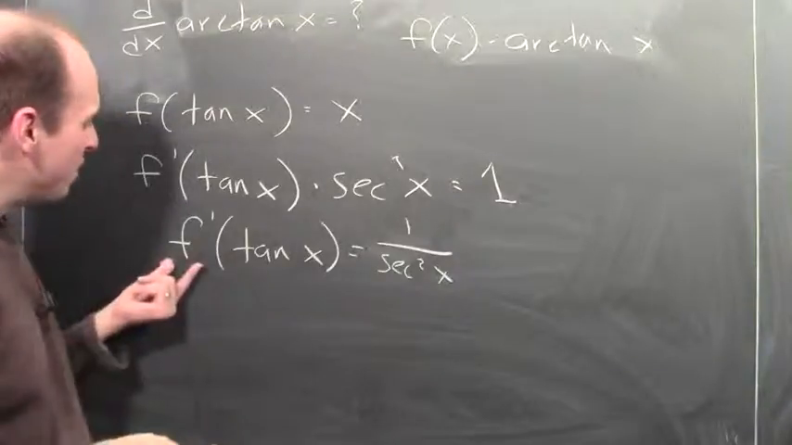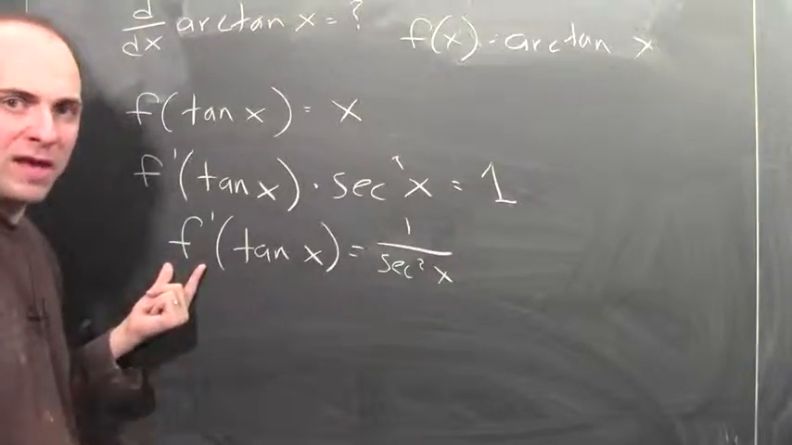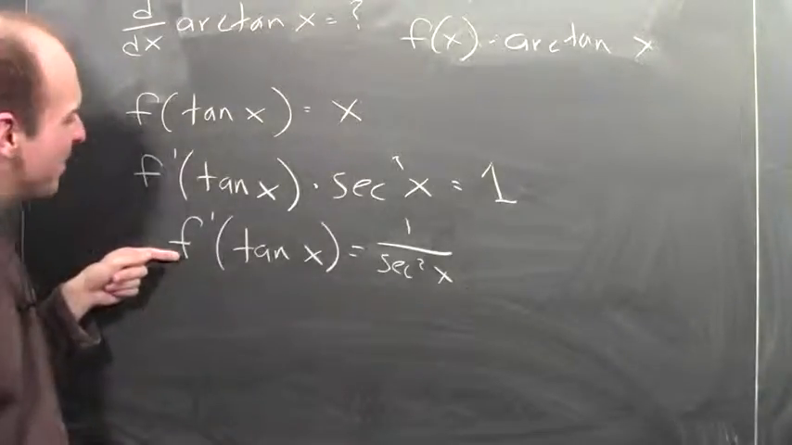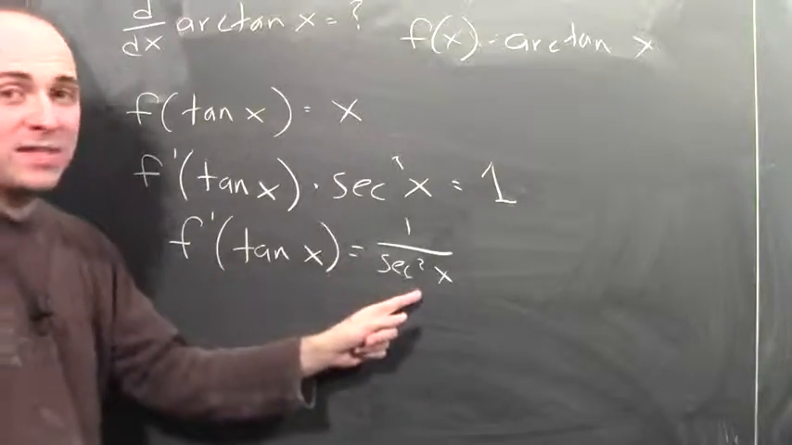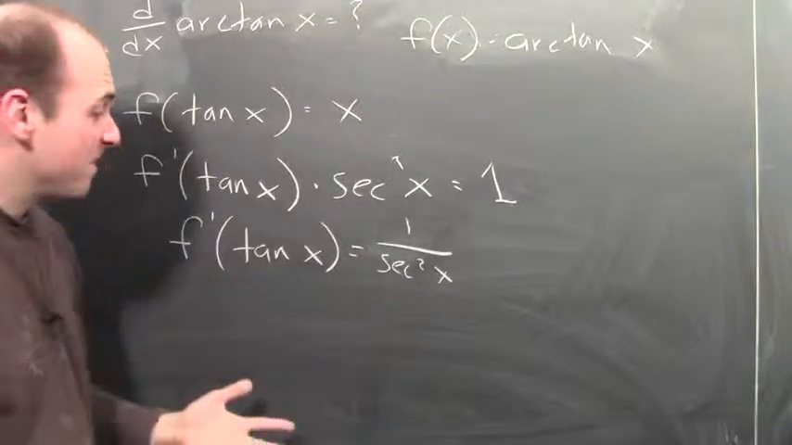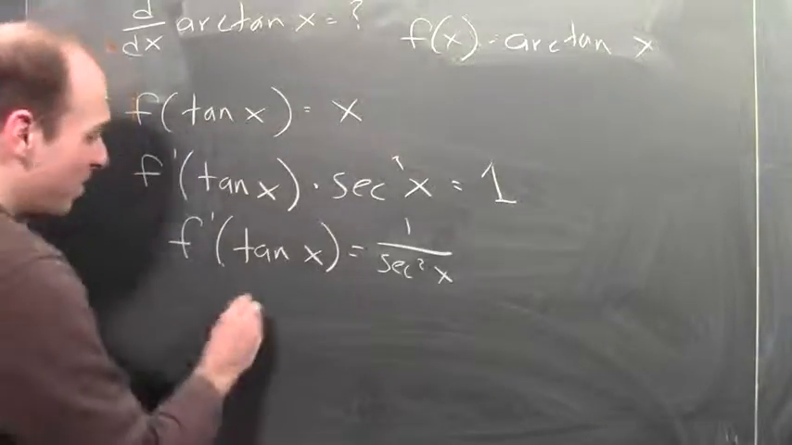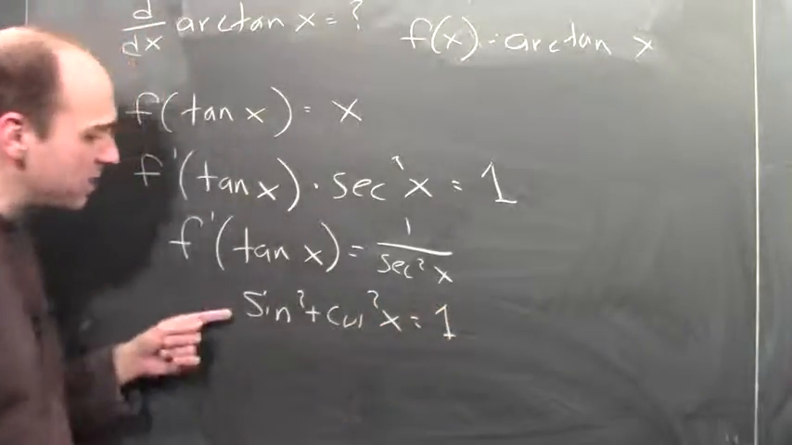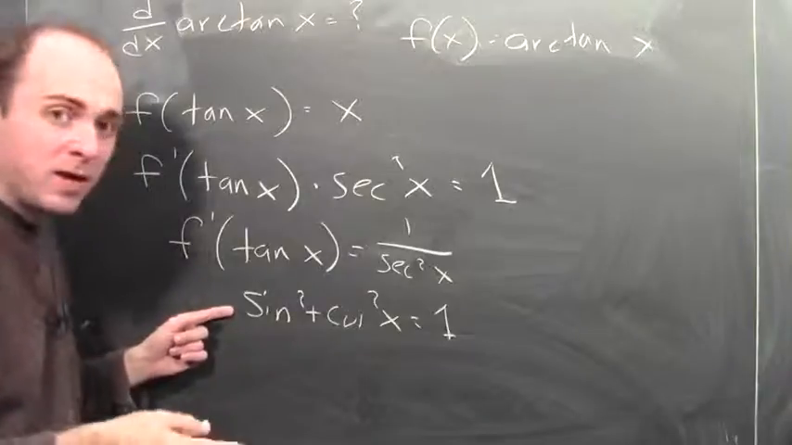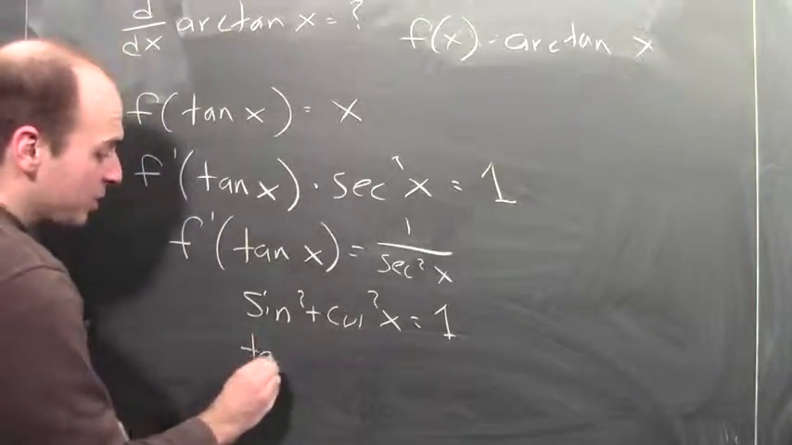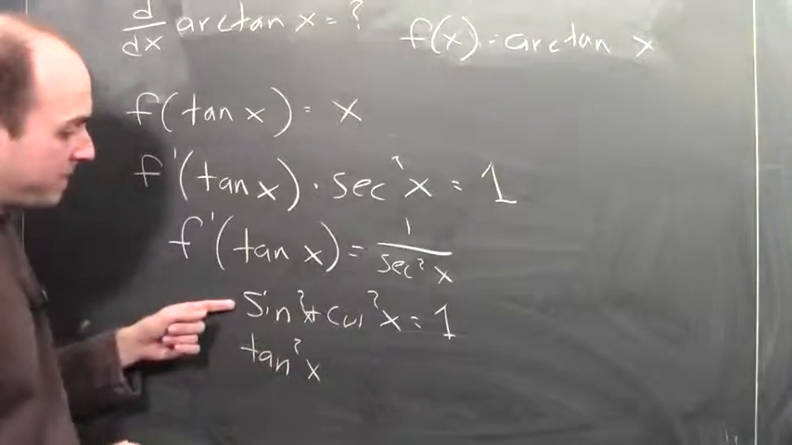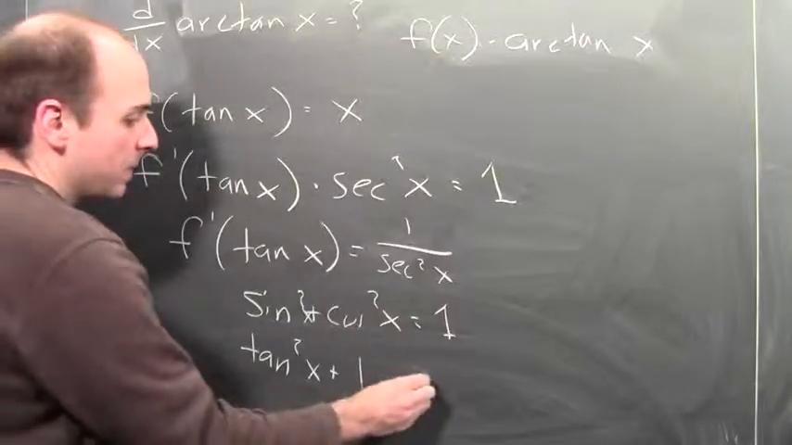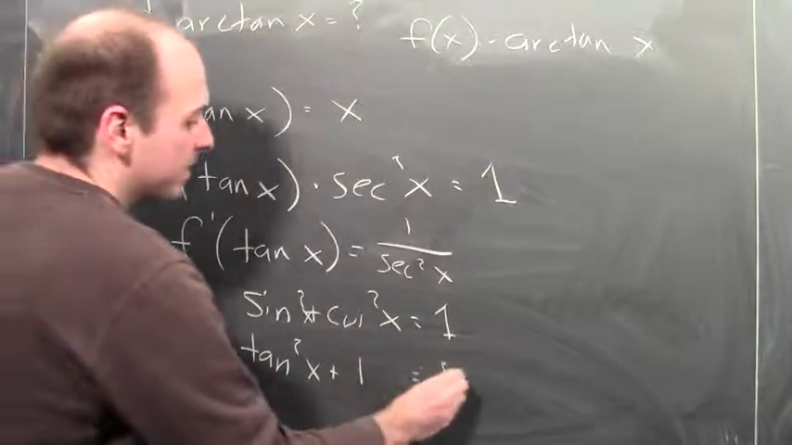Now what do I do? I'm trying to write down the derivative of f. F is arctan, and I want to know how to differentiate arctan. And what I've learned is that if f were differentiable, its derivative at tangent x would be 1 over secant squared x. Well, here's a trick. I know the Pythagorean identity. I know that sine squared plus cosine squared is 1. So if I take this identity and divide both sides by cosine squared, I get that tangent squared, that's sine squared over cosine squared, plus cosine squared over cosine squared, 1, is 1 over cosine squared, that's secant squared.